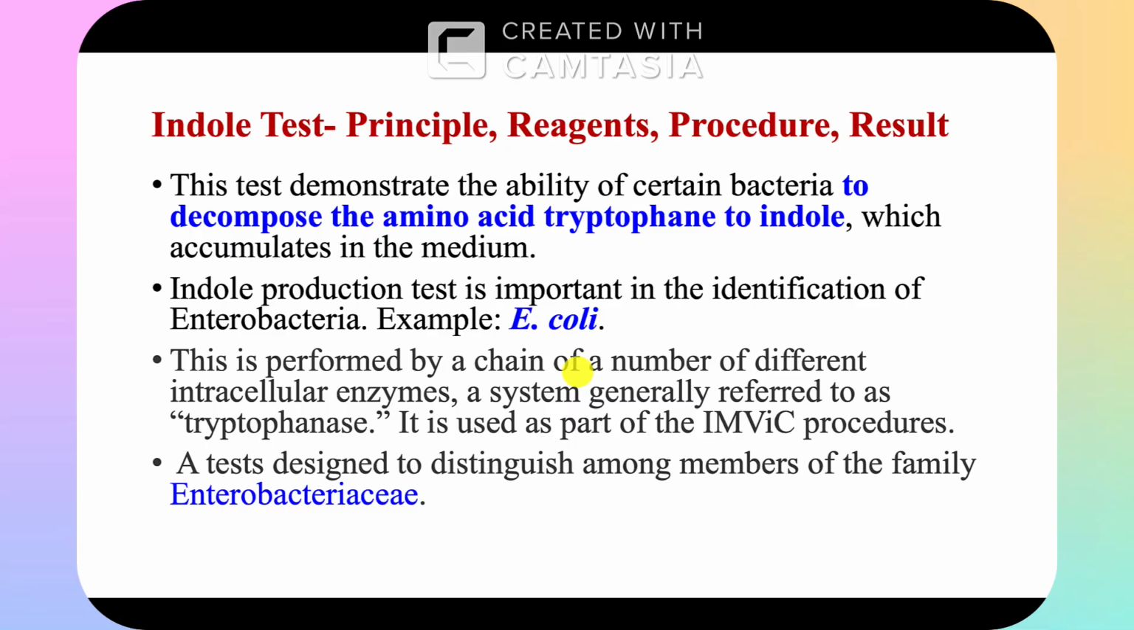This test is a part of the IMVIC procedures. IMVIC stands for indole, methyl red, Voges-Proskauer, and citrate tests. It is a group of tests, and one of them is indole, to check and differentiate E. coli from the others, and which bacteria are positive and which are negative among Enterobacteriaceae.